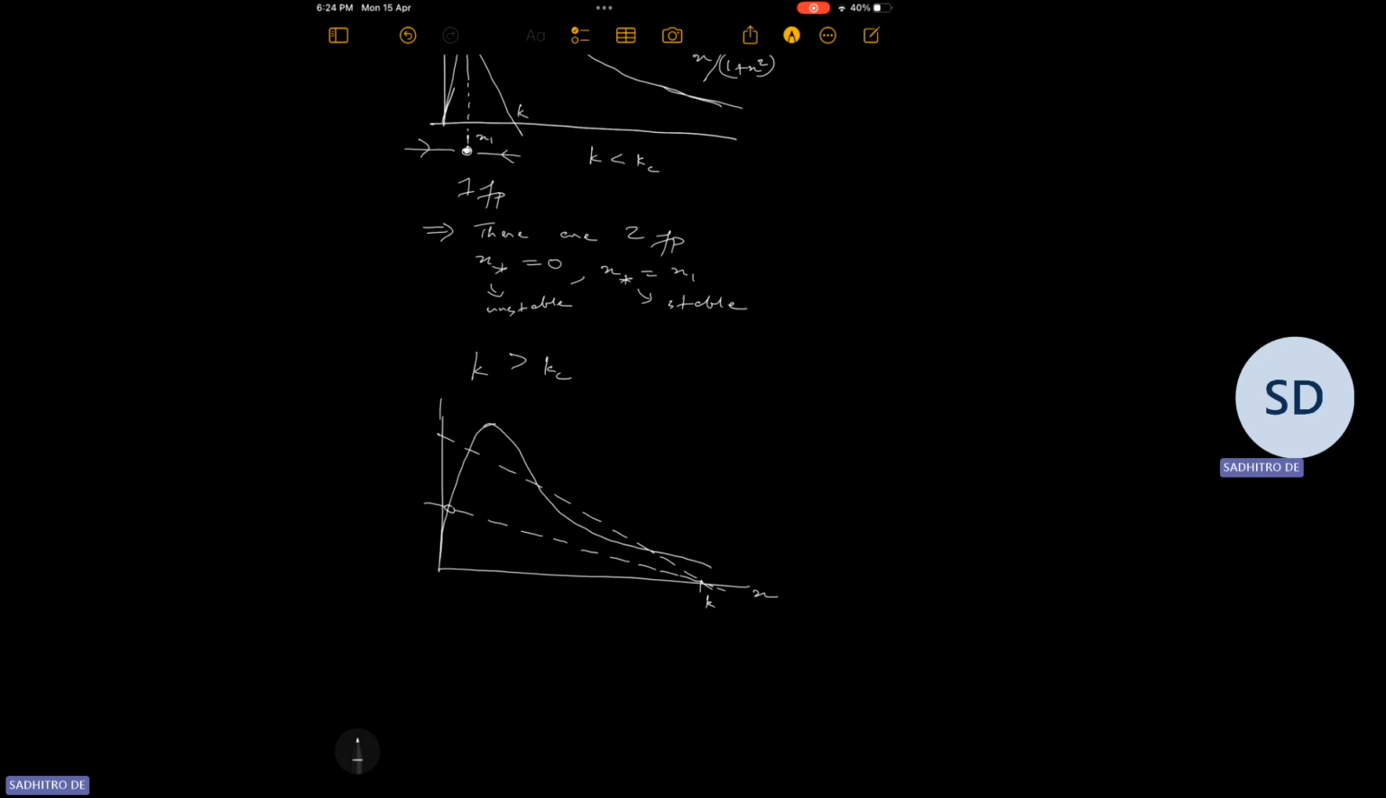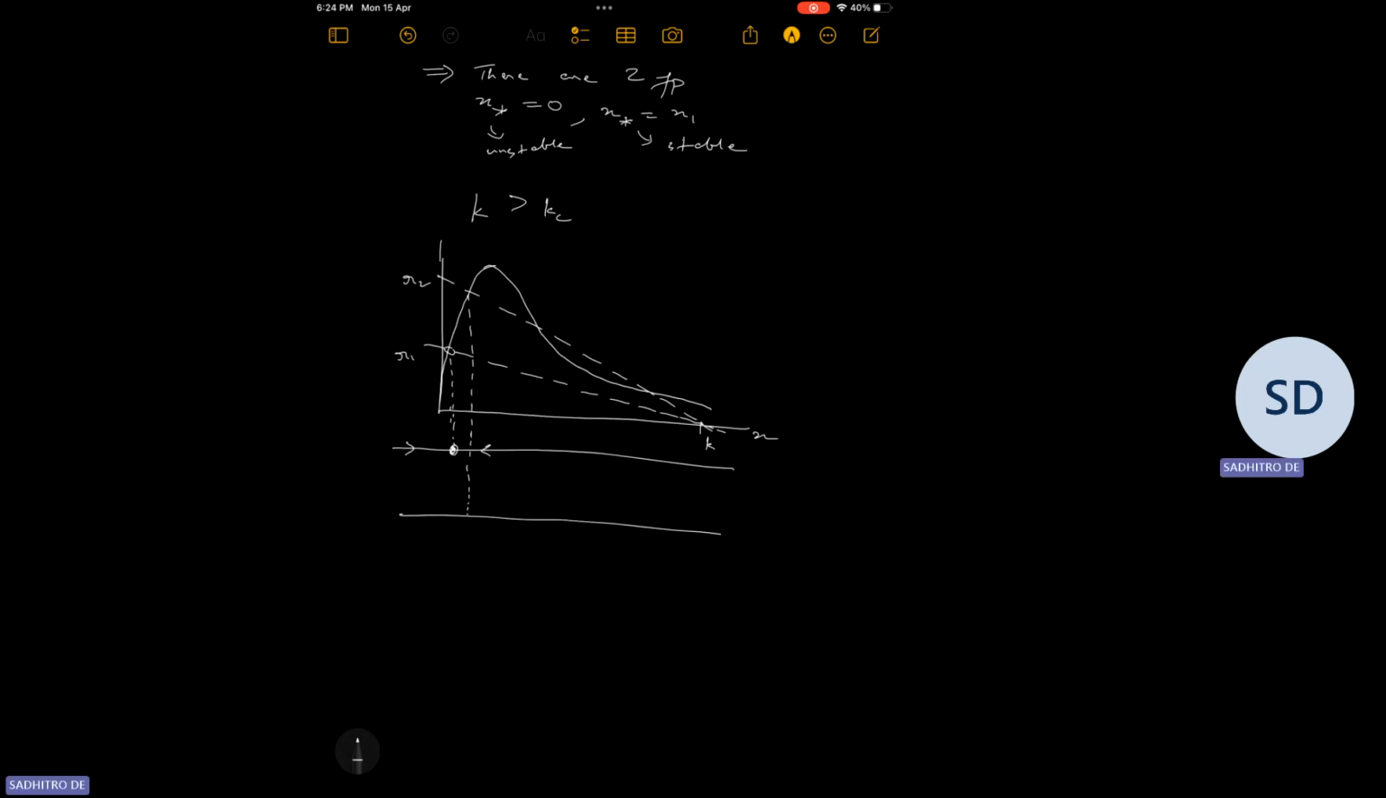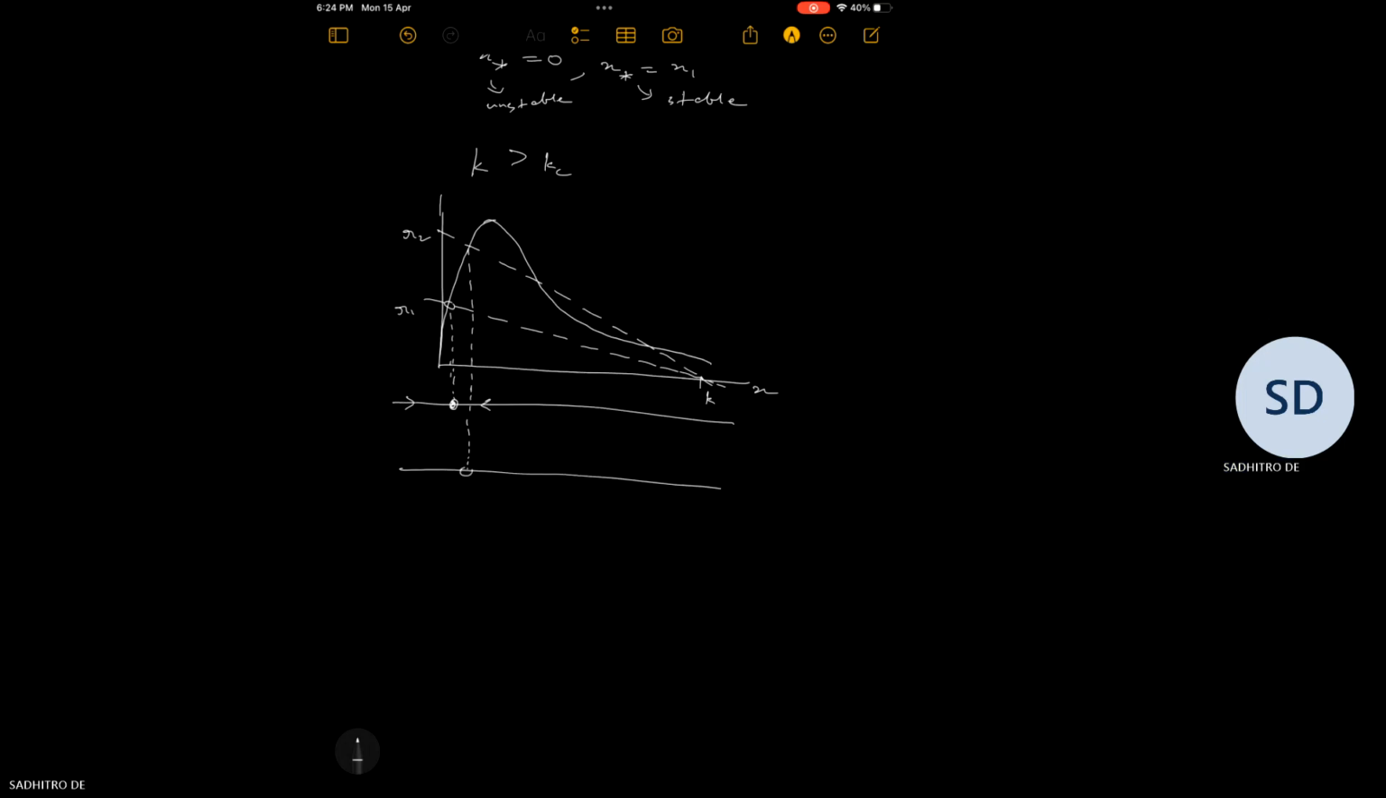So let us take a look at the fixed points over here. This fixed point, as we had seen earlier, is a stable fixed point. And as you increase r for a given value of k, suppose this is r1 and this is r2, then there is a fixed point over here, right? And you have the fixed point here as well.